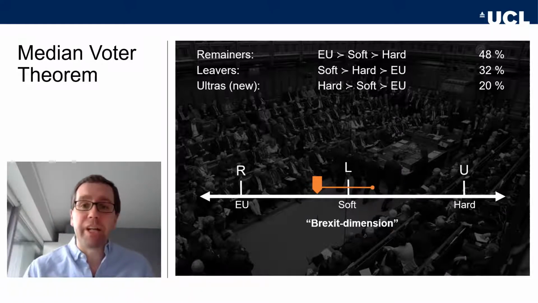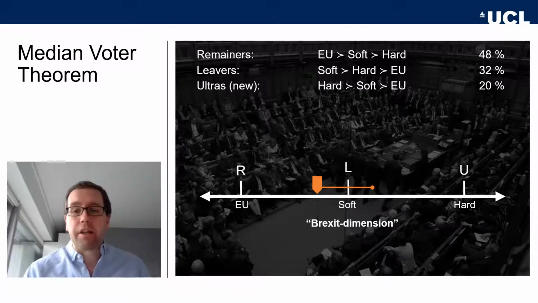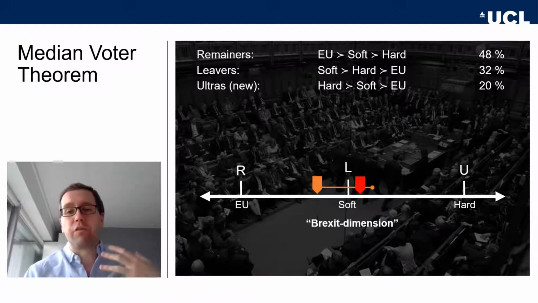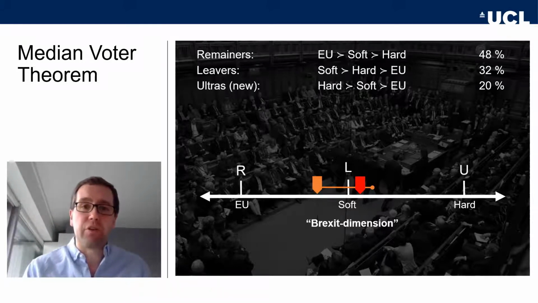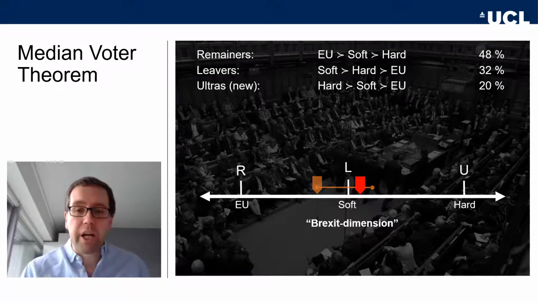Do you have something better? And of course, the ultras, who don't like the orange outcome, could offer something that is better for them and better for the Leavers. So for example, the red outcome.